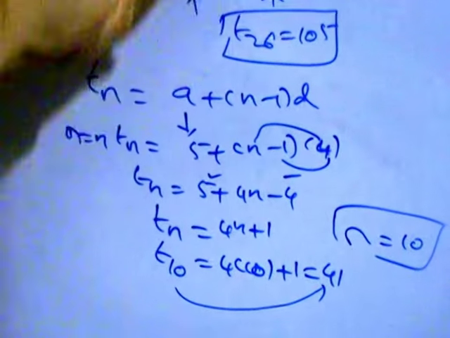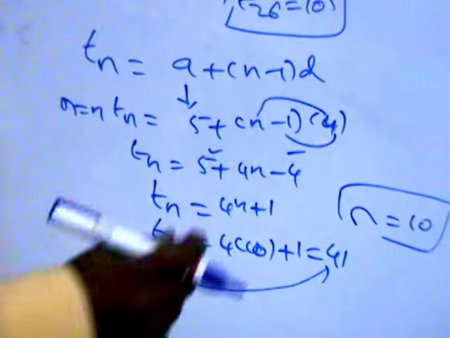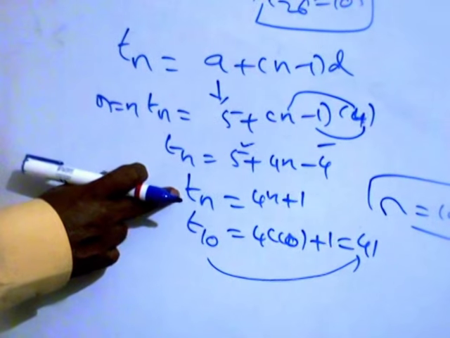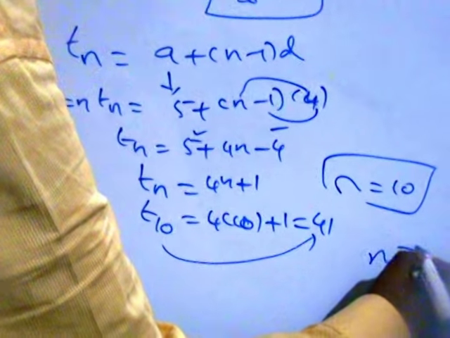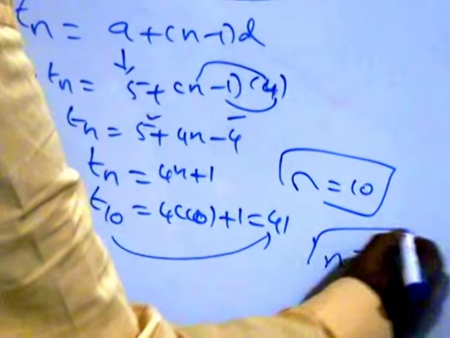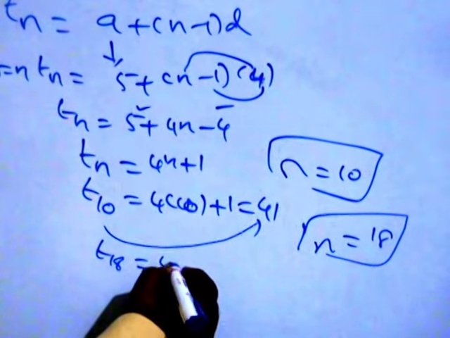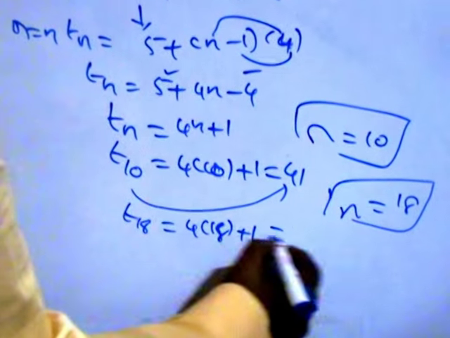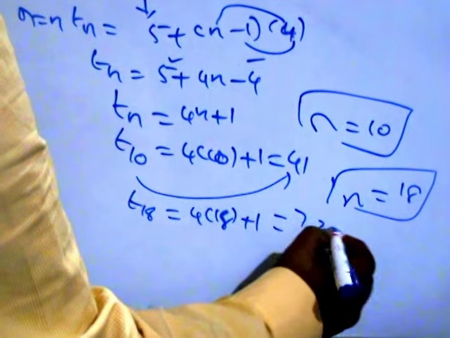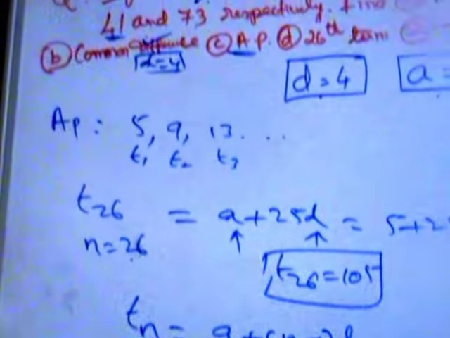It also says 18th term is what? 18th term is 73. So from the general term or the nth term, you can check whether this 18th term is 73, whether the answer we got is correct. So put n equal to 18. When you put n equal to 18, here you get T18 is equal to 4 into 18 plus 1. 4 8s are 32, 72 plus 1, which is nothing but 73. So what we got, the nth term is correct.